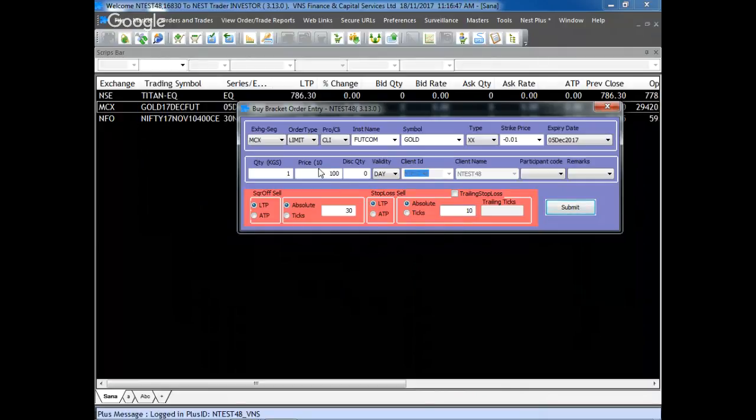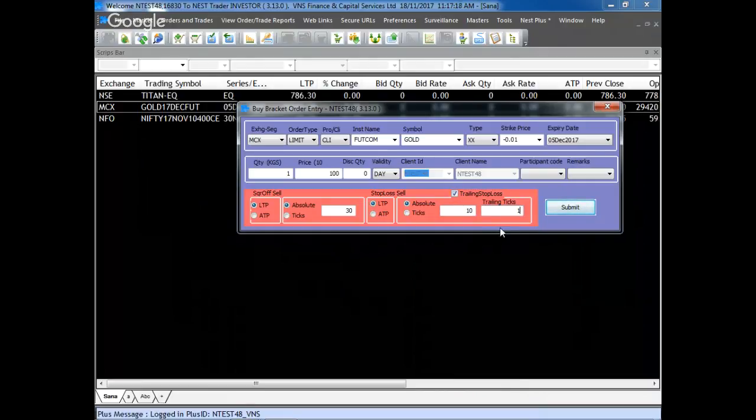So my buying price is 100 rupees and my target is 130, so that's why I have written 30 over here. Let it be absolute, and then my stop loss is absolute again, and the 10 rupees that I can bear from the market. Again, there is a small window of a trailing stop loss where you can enter a value. If you enter 1 over here, let's see how it works.